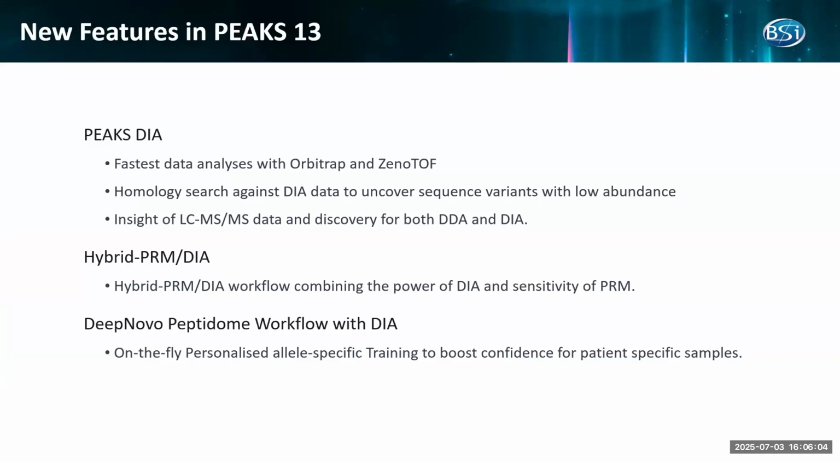For this release of PEAKS, the main changes and main functions are focused on DIA data analysis, trying to improve the speed, sensitivity and accuracy. For particular applications, we are focused on exploring DIA capability to uncover lower abundance peptides, especially those sequence variants and novel peptides, by integrating database search and de novo sequencing.